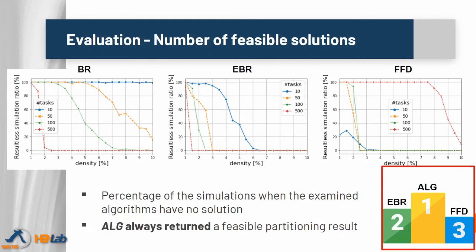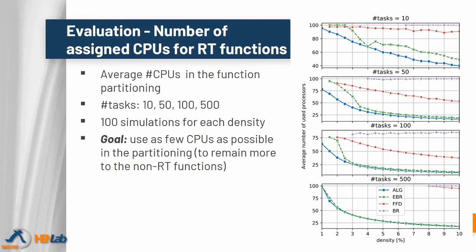Our proposed algorithm, depicted by OG, always returns a feasible partitioning. In second place is maybe the EBR, since from 6% density, it also always gave back a valid partitioning for each task input. In our second evaluation round, we examined how many processors were used in the function assignment.